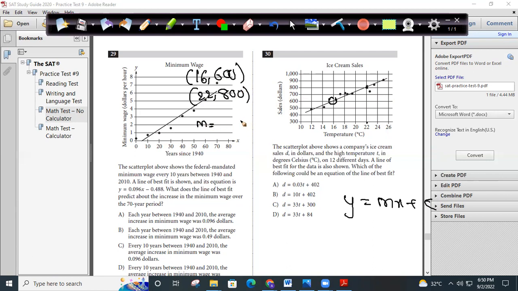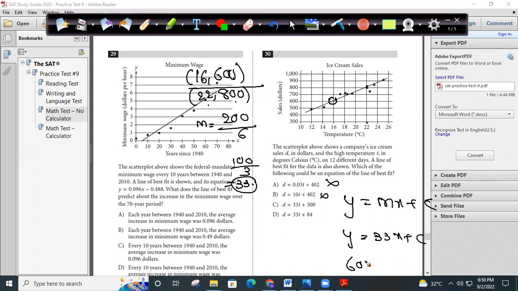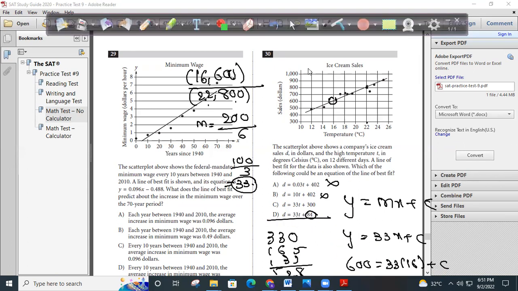So slope is 800 minus 600, 200, divided by 22 minus 16, which is 6, which is 100 by 3, which is 33.33. So close to 33. So options A and B are gone. Now between C and D, y is equal to 33x plus c. Plug in any point that you like. 600 is equal to 33 into 16 plus c. So 33 into 16 is approximately 528. I don't have a calculator here. So c should be close to 84. So D for Delhi should be my answer.